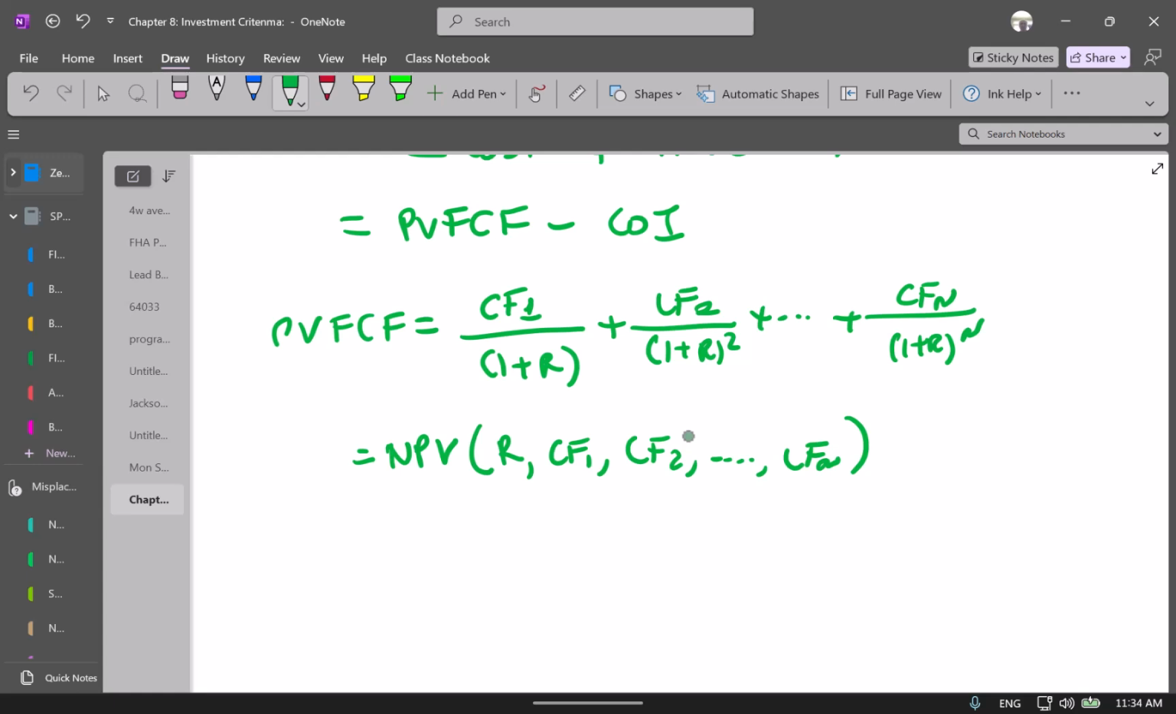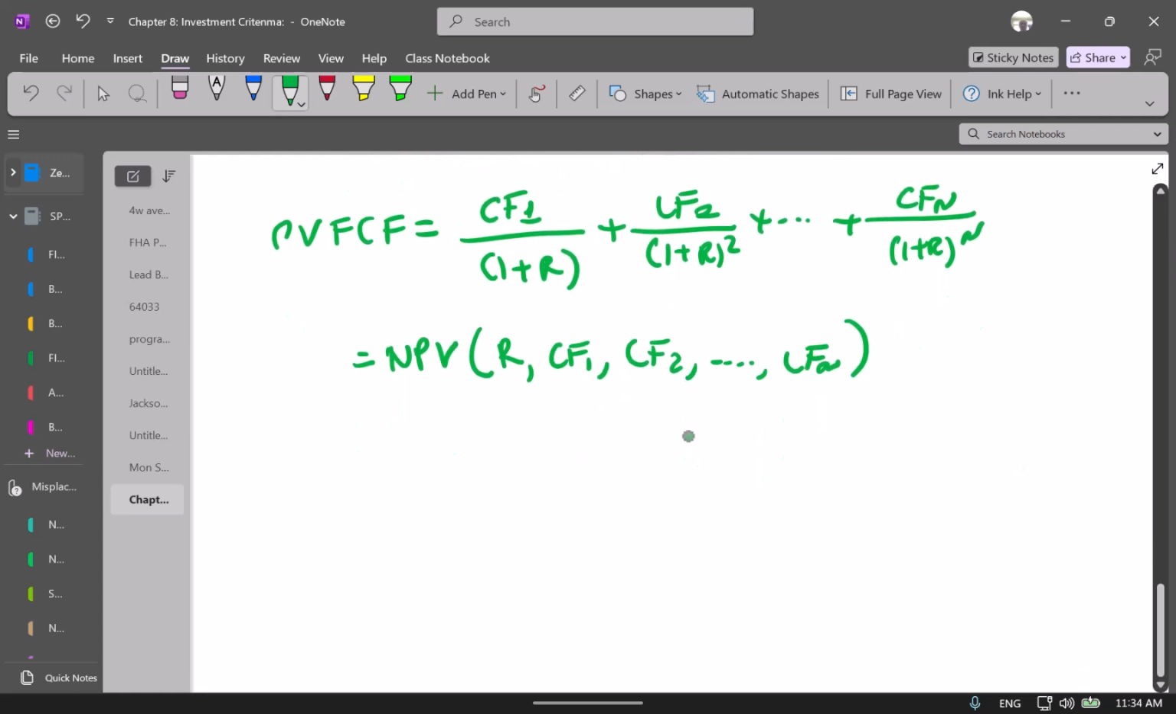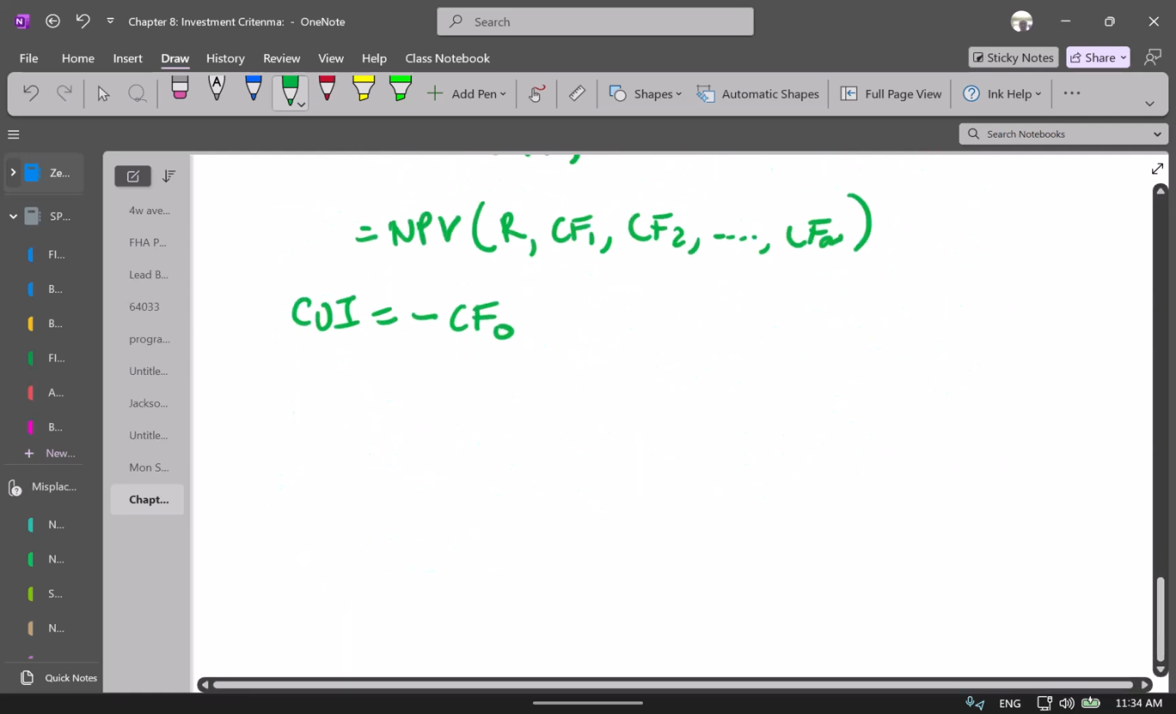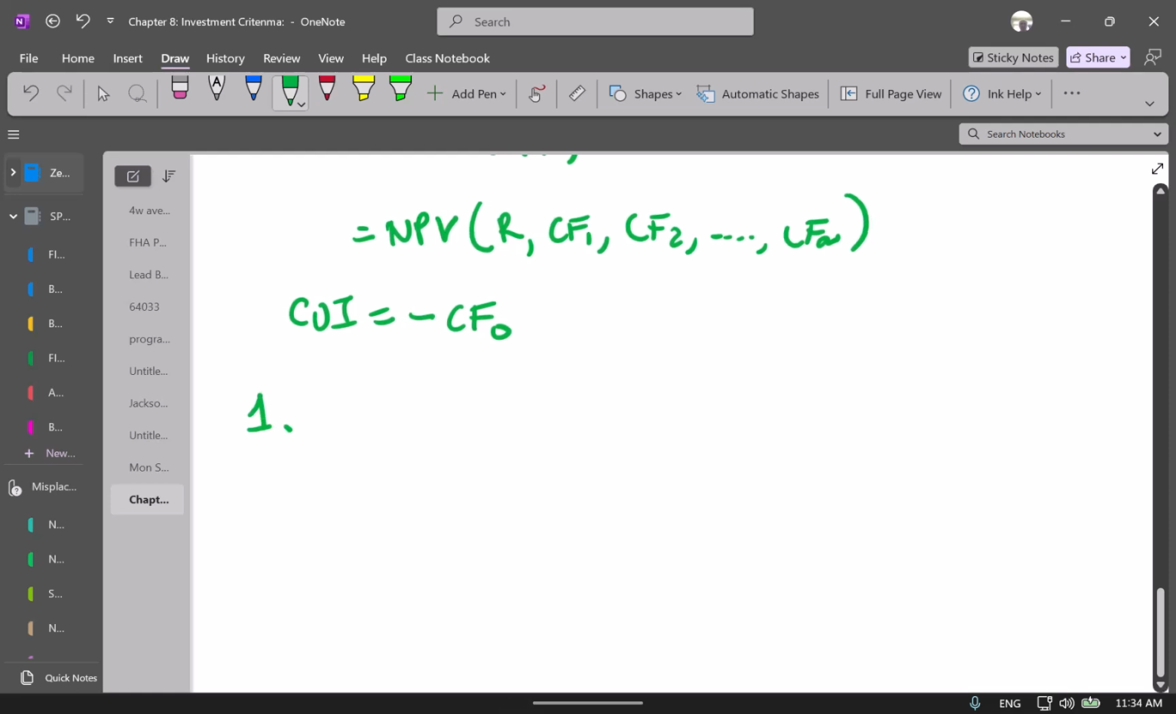This is one of the reasons I keep using Excel for you guys. Not because I like being fancy, which I do. You don't need to torture yourself to come up with numbers. And the so-called cost of investment is basically the negative of the cash flow zero, right? Now, let's think about this. Number one, does NPV use all the cash flows projected?